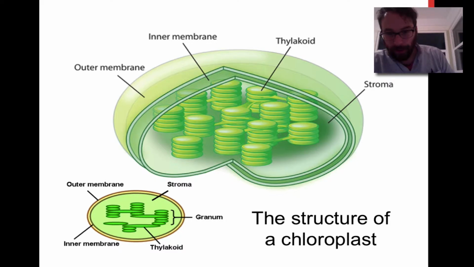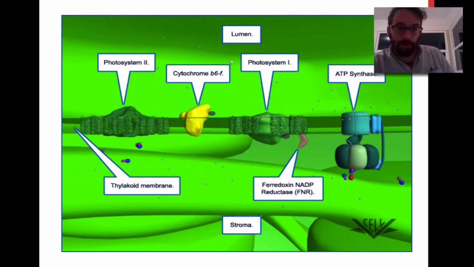So again, if we look at a single thylakoid and we zoom in and we look at the membrane, the outer surface of that thylakoid, this is what we'd see. In that membrane, there are embedded a bunch of different proteins or protein complexes, groups of proteins. These proteins together are known as the electron transport chain.